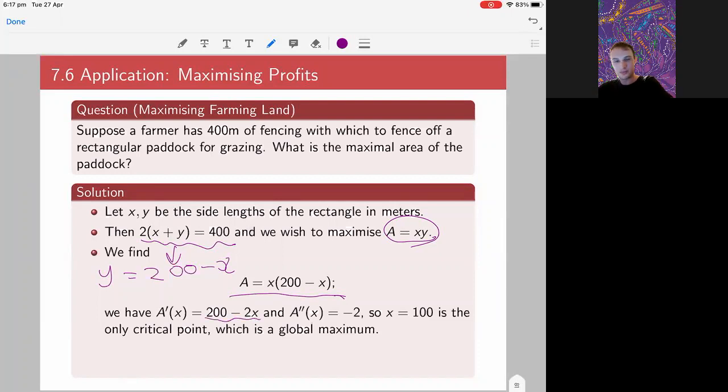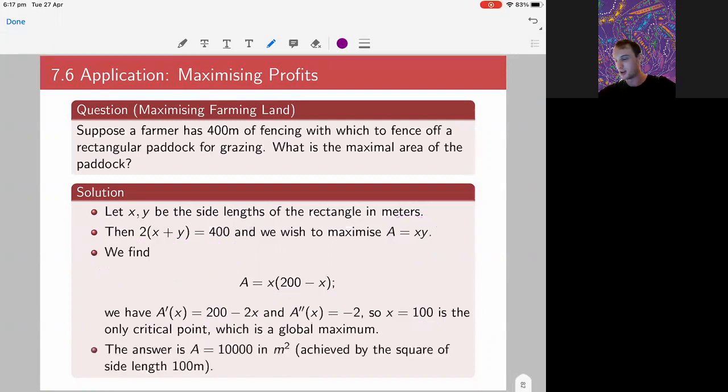How do I do that? I take the derivative. Turns out that the derivative of this function is 200 minus 2x. And the second derivative is just minus 2 everywhere. And so that means that we've only got one critical point. And since we've only got one critical point and the second derivative is negative, that means that this local maximum actually has to be a global maximum. And of course, this would be completely unsurprising to you because, well, then the optimal shape here is precisely the square. The square has length 100 meters, and the area, of course, is going to be 100 meters squared, which is 10,000 meters squared. So that's the answer to that particular problem.